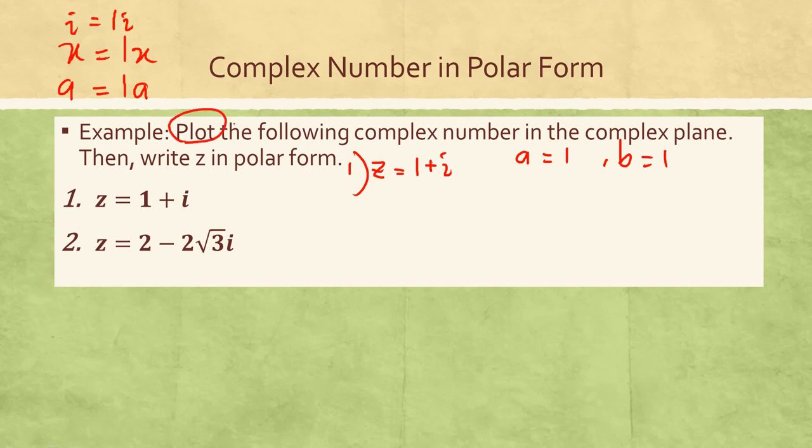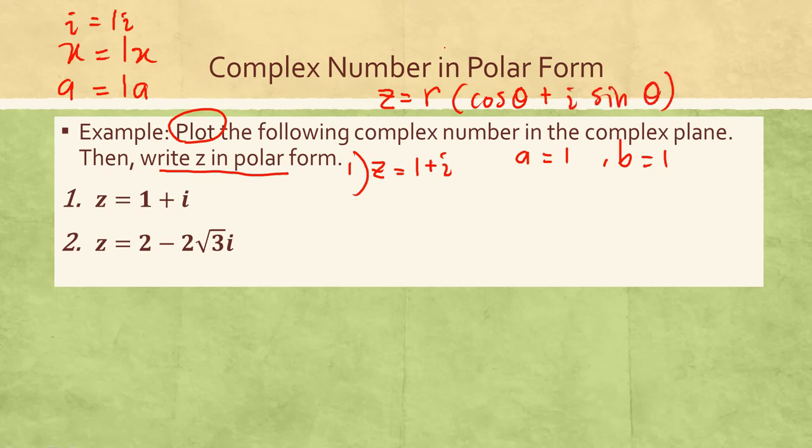Plotting you can do, right? Just now I taught you how to plot. So now I just want to teach how to write in polar form. So polar form, and then what we need, I think I need to write Z equals R cos theta plus i sin theta.